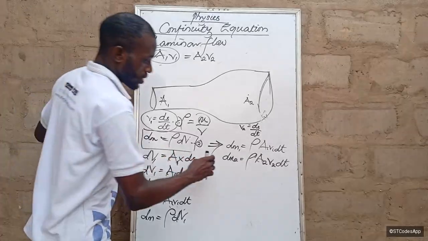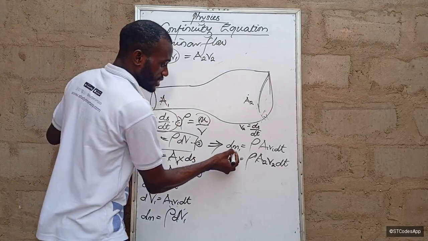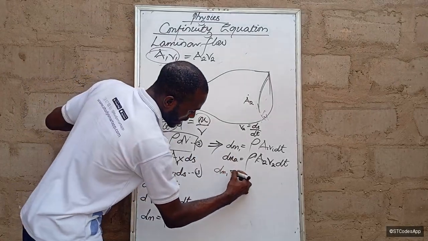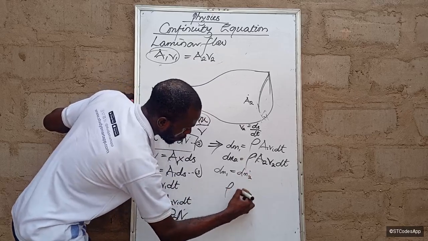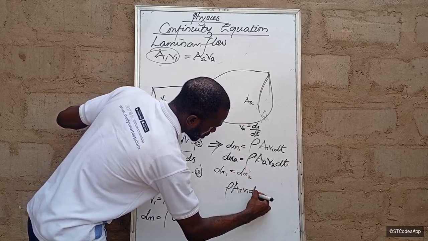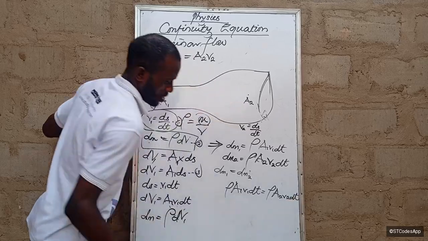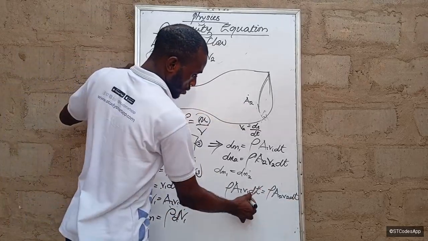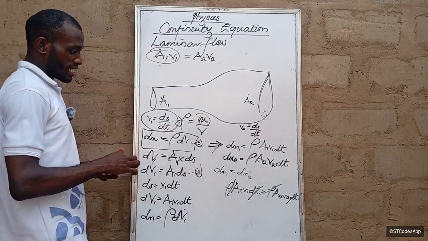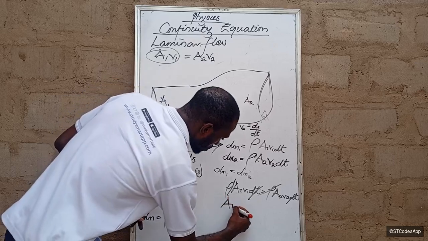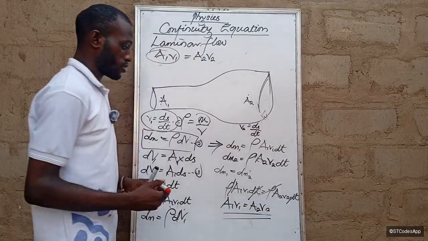Now if dm1 and dm2 are the same, then we could say that rho A1 v1 dt is equal to rho A2 v2 dt. Then we can cancel out expressions. dt takes care of dt, rho takes care of rho, and we have A1 v1 is equal to A2 v2, and this is the continuity equation.